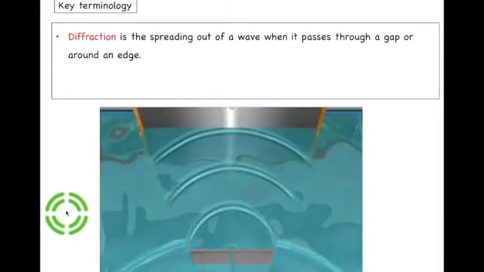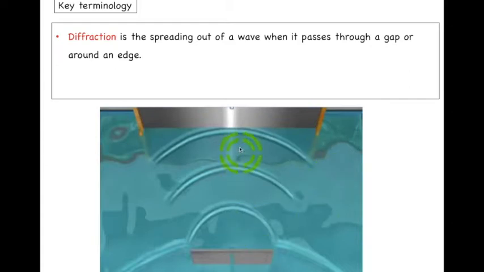So let's start by asking ourselves, what is diffraction? Diffraction is the spreading out of a wave when it passes through a gap or goes around an edge. As we can see here with a water wave, we have a slit here, and as the waves pass through the slit, they change their shape. They spread out.